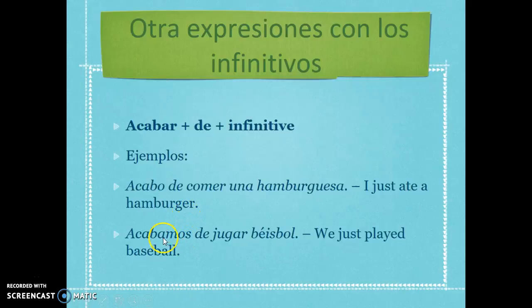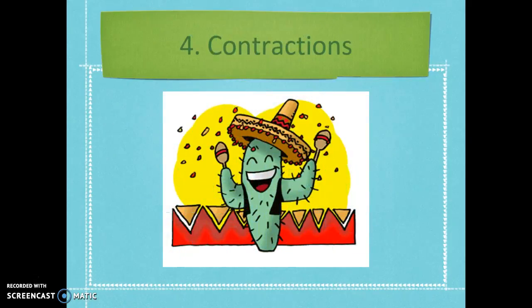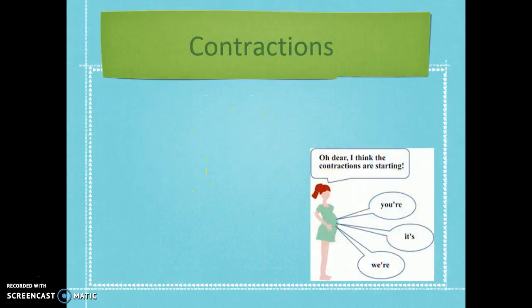What about this one? Instead of acabo, I want to change it to we. Acabamos de jugar béisbol. We just played baseball. So again, follow the formula, just conjugate this one, insert de, choose any verb you want to use, but leave it in the infinitive. Okay? And finalmente, the last point I want to talk about is contractions.